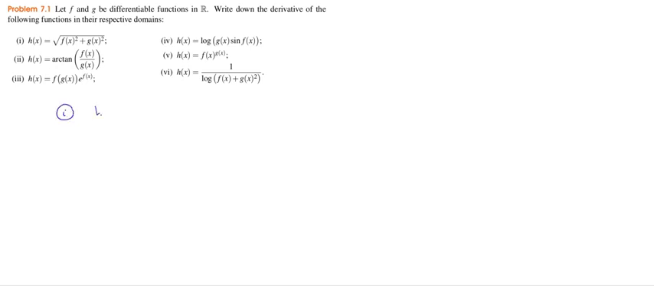Okay, the first one is h of x is the square root of f(x) squared plus g(x) squared, right? So this is the square root composed with this, which at the same time is the composition of these two functions squared. So the derivative of h of x is going to be the derivative of the root first. The derivative of the root is 1 divided by 2 the square root of x.